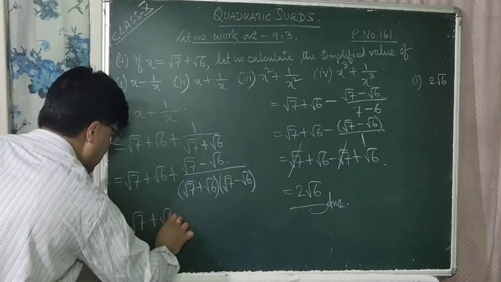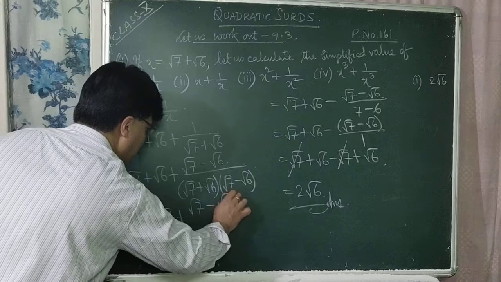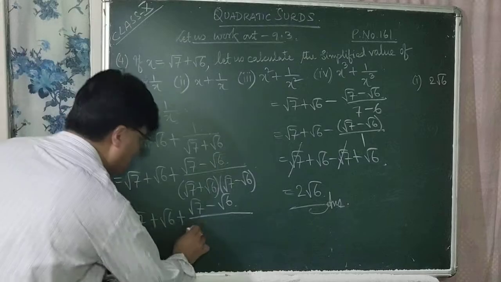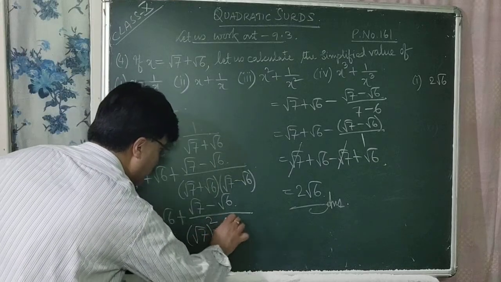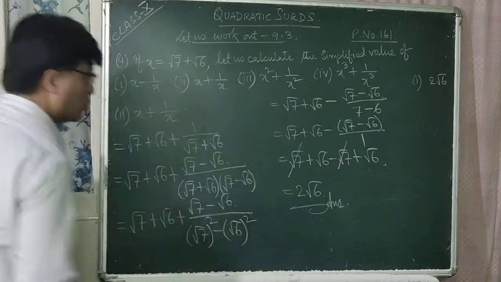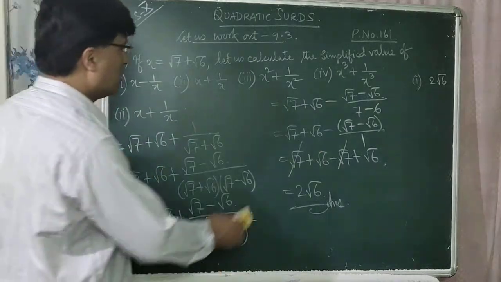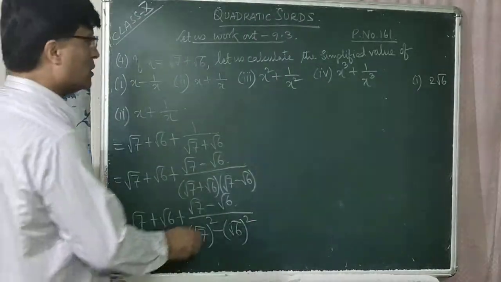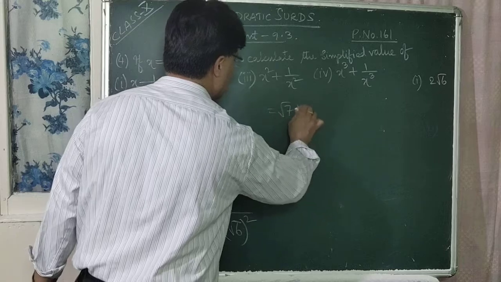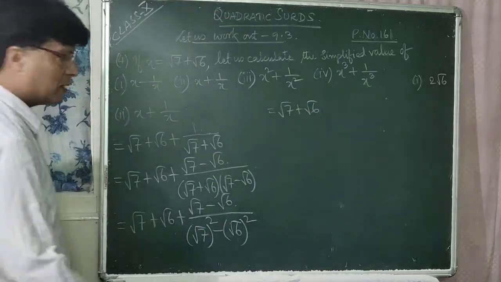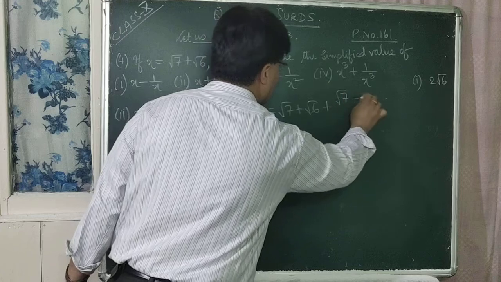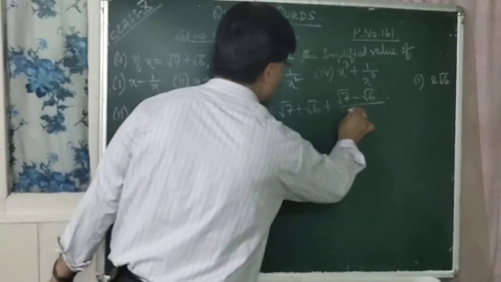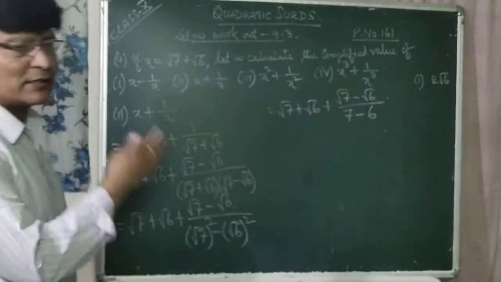Root 7 plus root 6 plus root 7 minus root 6, divided by, this is again a plus b into a minus b. What is the formula? Here a is root 7 whole square minus, what is b? It is root 6 whole square. Okay? So let's simplify it now. So which is equal to, this is root 7 plus root 6, right? Plus root 7 minus root 6, whole divided by, what is root 7 whole square? It is 7 minus, what is root 6 whole square? It is 6 only.